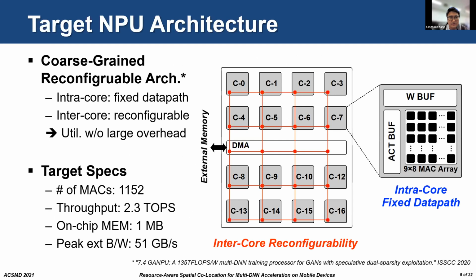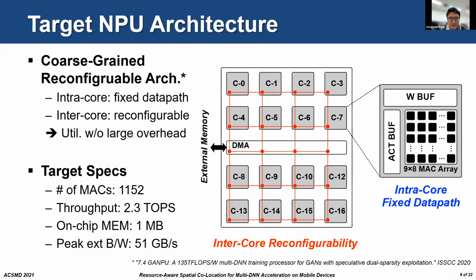As the target MPU of this work, we have selected a coarse-grained reconfigurable architecture, which integrates a fixed data path inside each core with inter-core reconfigurability. A total of 16 cores are connected with a mesh network sharing the external gateway. Inside each core, 72 MACs are integrated, which are fixed to a parallelism in the channel dimension.